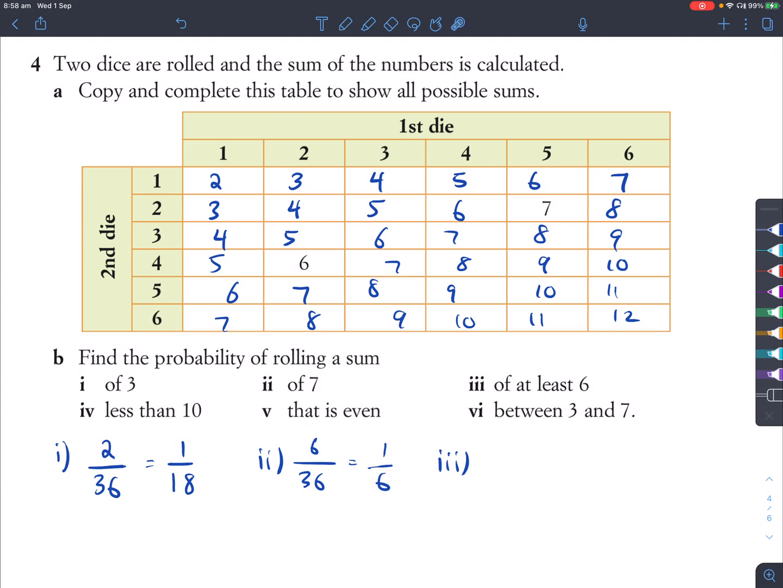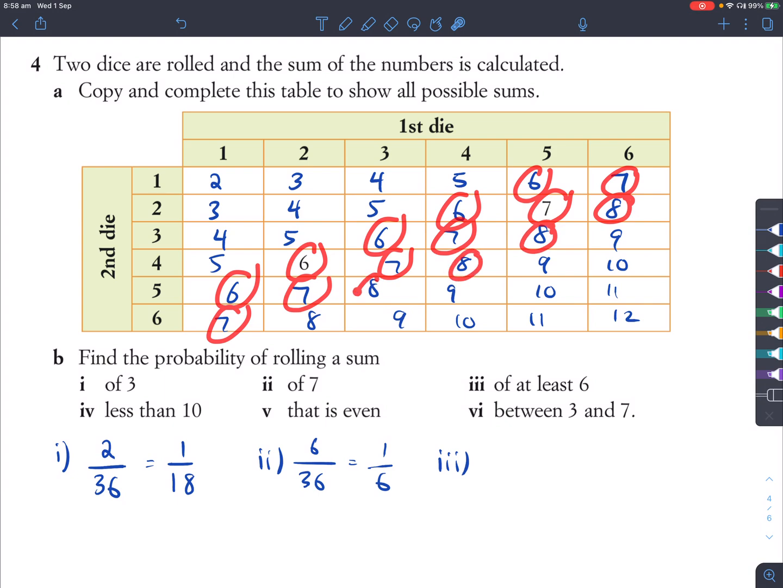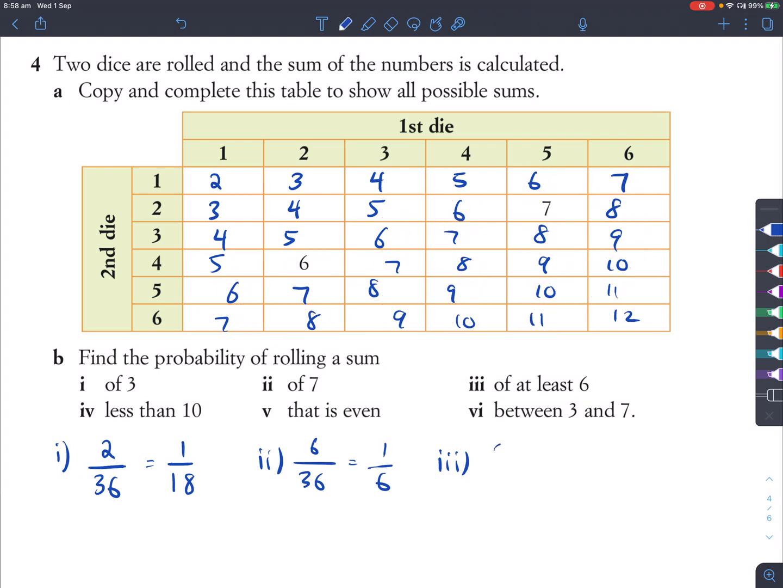Okay. Part 3, if we want at least 6 means 6 or above. So if we count the numbers that are 6 or above in this case, got 1, 2, 3, 4, 5, 6, 7, 8, 9, 10, 11, 12, 13, 14, 15, 16, 17, 18, 19, 20, 21, 22, 23, 24, 25, 26. There are 26 numbers which are 6 and above. And if we now get the answer as 26 over 36 and simplify that answer, we get 13 out of 18 by dividing by 2.